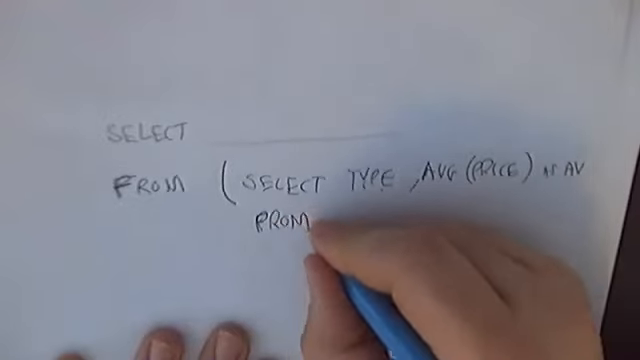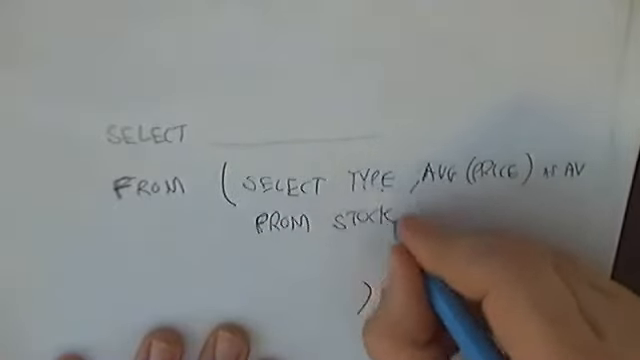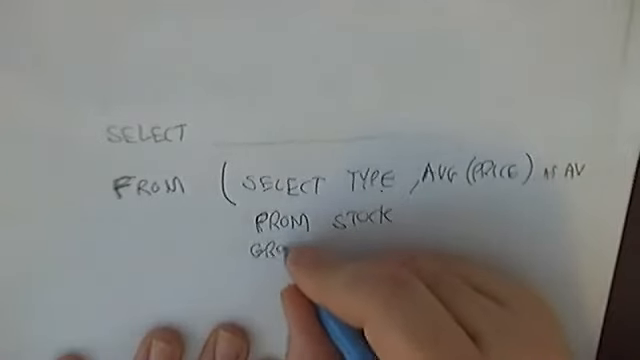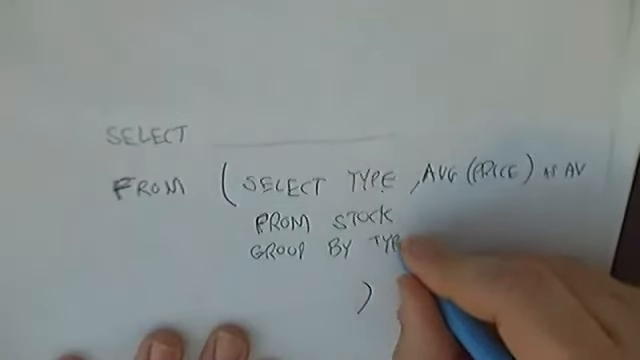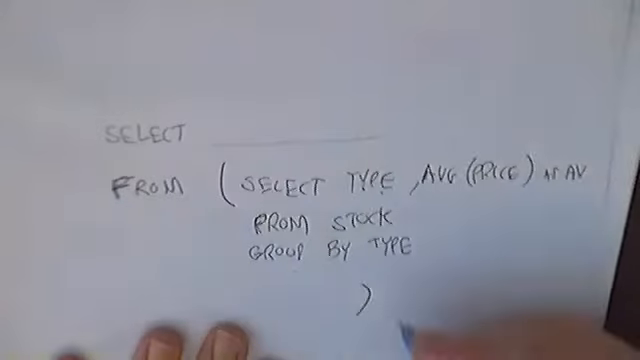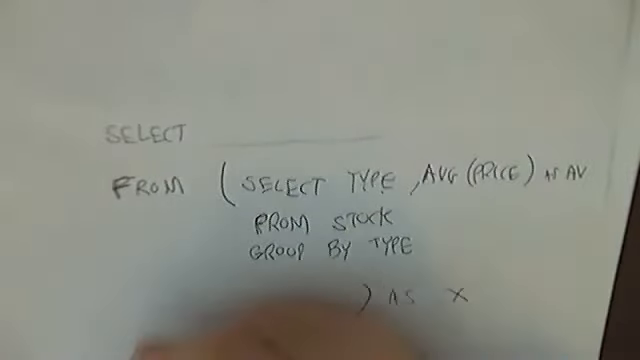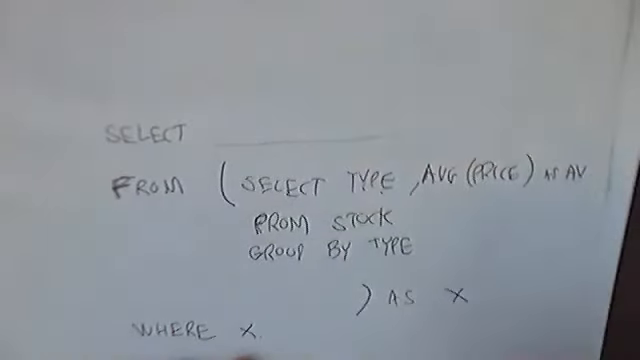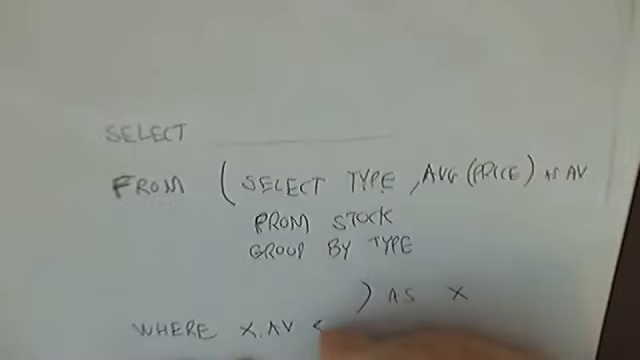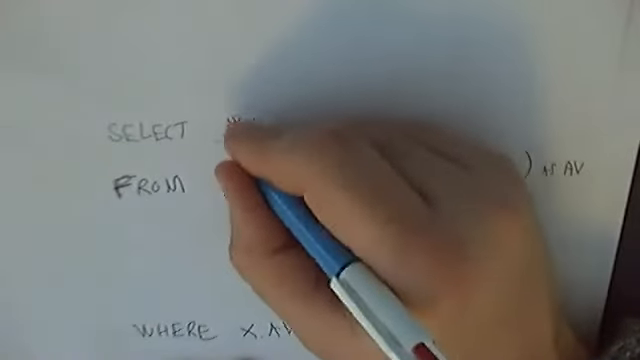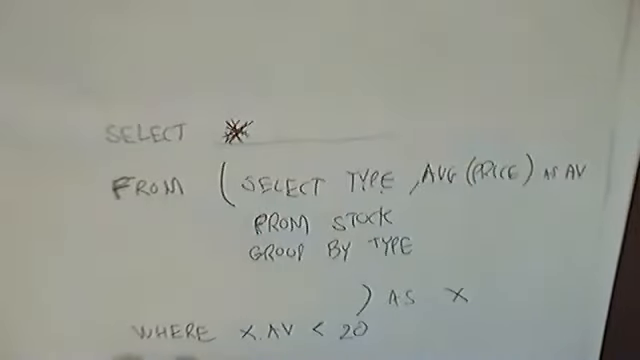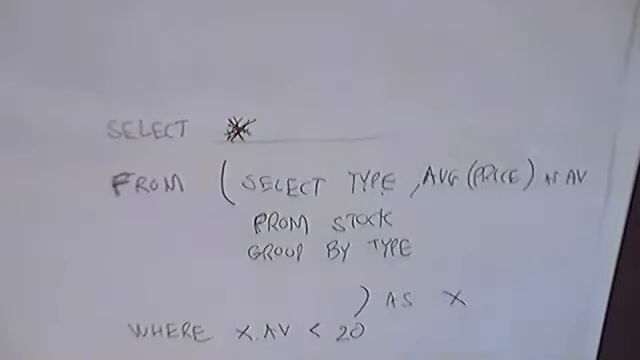I don't know why I always start from stock. All right. That's a select star. What kind of star is that? Sorry. All right, what's going on here?